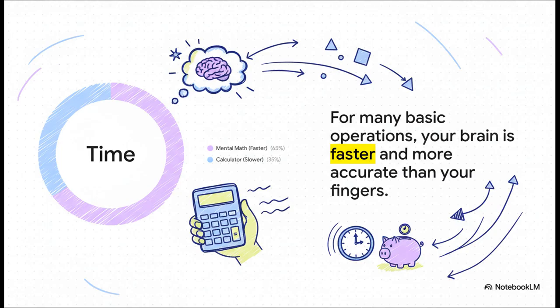Every second you save by not typing in 15 times 10 is a precious second you can now use on a much harder problem later. The key is to use your calculator to confirm your work, not to do the work for you.